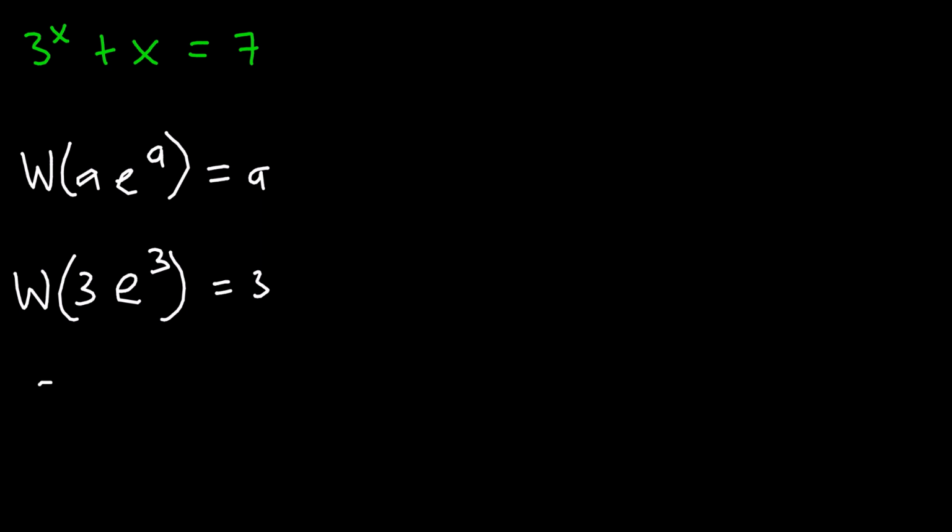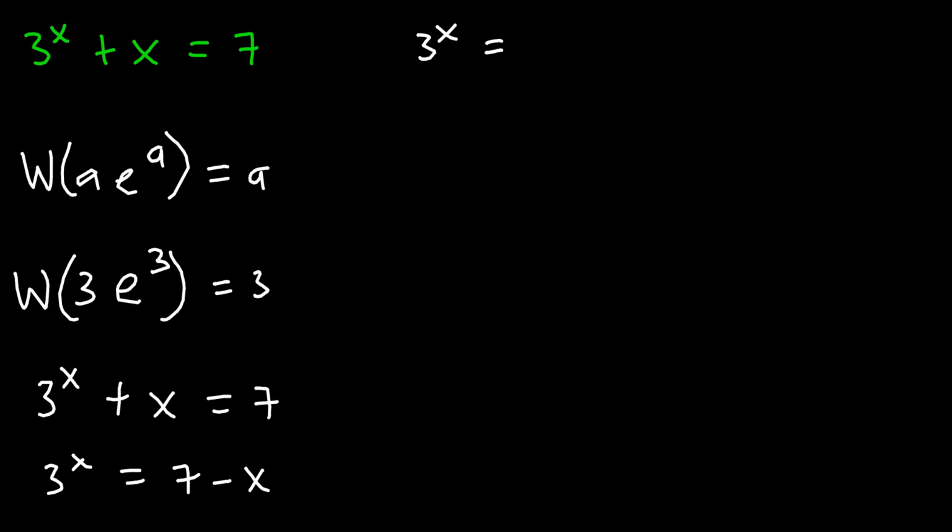We have 3 to the power of x plus x equaling to 7. Now if we take x to the right hand side, we shall have 3 to the power of x equaling to 7 minus x. And this can also be written as 3 to the power of x equaling to negative x plus 7. And at this point, we can divide through by 3 to the power of x.